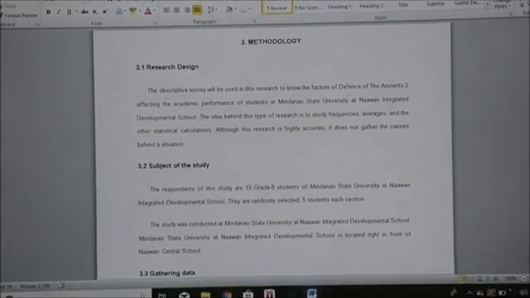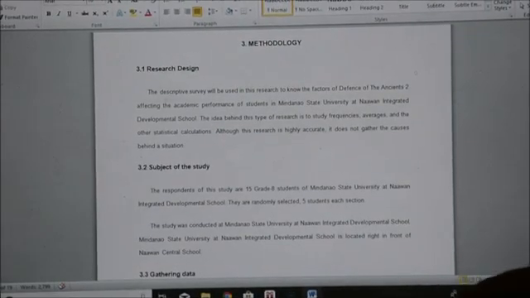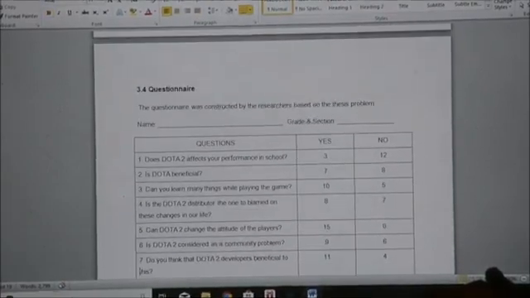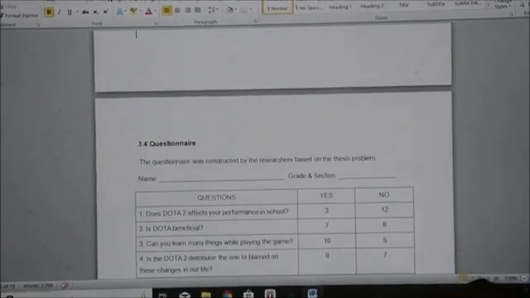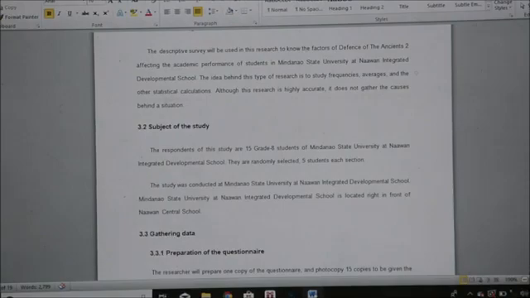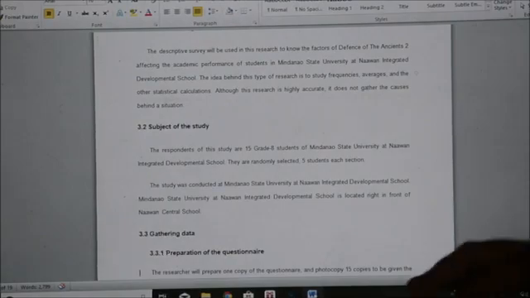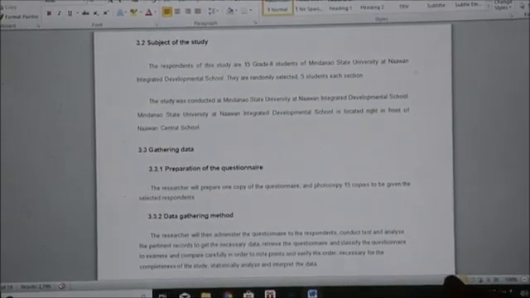After we viewed chapter 2, let's now proceed to chapter 3, which is the methodology. In chapter 3, there are the research design, subject of the study, gathering of data, and the questionnaires that will be presented. As you can see, there is no major problem with this chapter. However, the structure is not justified, and there is a lack of information in the subject, and the gathering of data is okay.